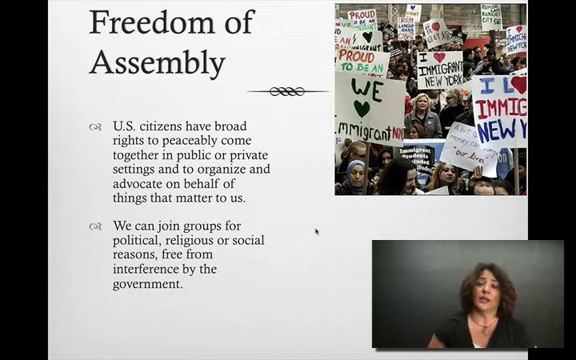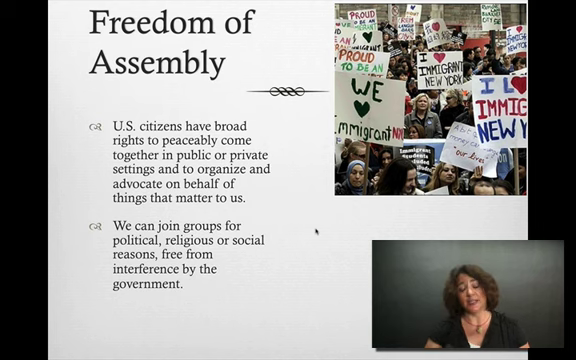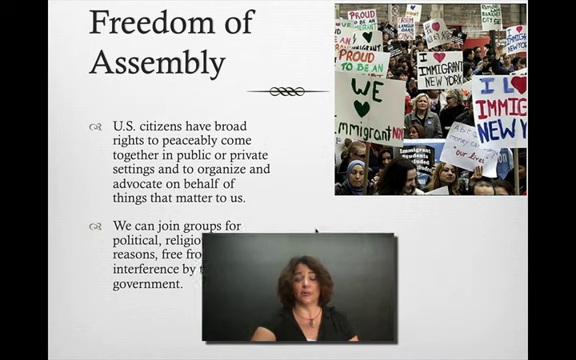Now, one of our other rights, of course, is the freedom to assemble. We can come together peaceably, in a private or public setting, in order to organize on behalf of the populace for things that are important to us. We can join political groups, religious groups. We can be free from any influence of the government in the creation of these groups and the joining of these groups. That hasn't always been the case, and we'll certainly take a look at some of the instances, most notably in the 50s with communism, where that wasn't necessarily the case, but this is our overall idea with this.